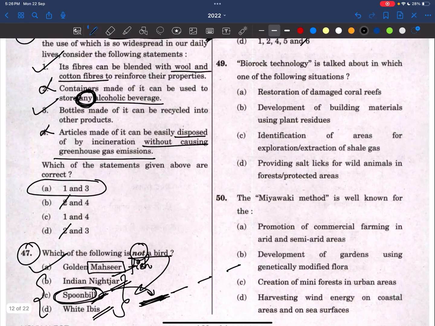Now, coming to the 49th question. Biotechnology is talked about in which one of the following situations? See, biotechnology is there now. It is the most sustainable method of restoration of the soils. Okay, soil pollution will be there now. It is the most sustainable method where purification of soil can be done.